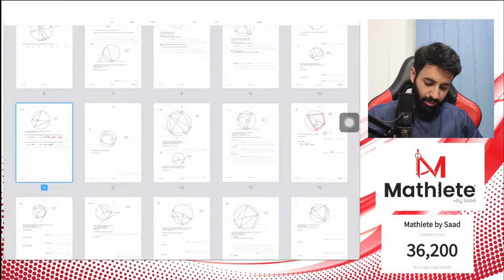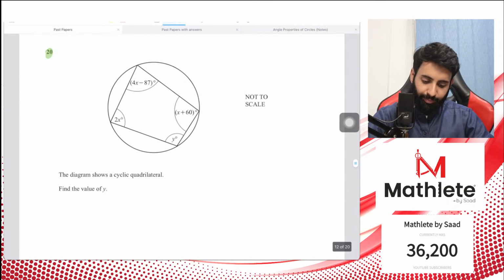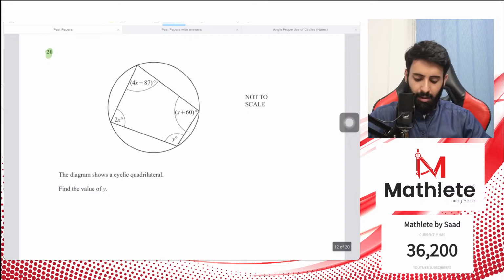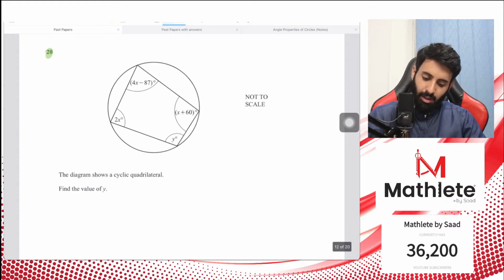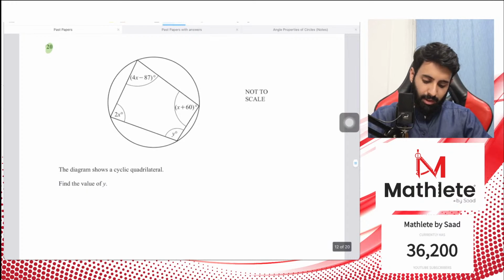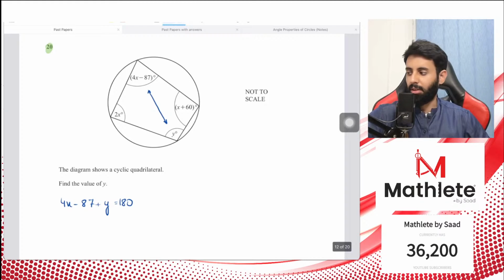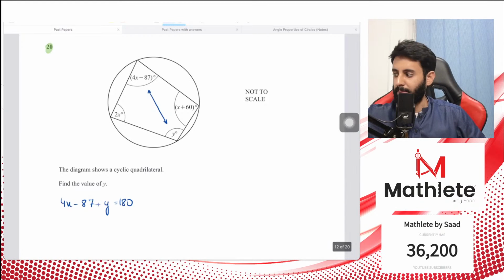Okay, let's do another question. So here's another question which I've highlighted green, which means it's pretty easy. Okay. And it's asking you for the value of y. Okay, now even though it's a circle question, it's angle properties of circles. Okay, but it basically has another concept inside of it. Okay, and what is that? Let's find out. So since it's a cyclic quadrilateral, we know very well that the opposite angles, 4x minus 87 plus y, equal 180 degrees. Okay, that's nothing new for us. So it's opposite angles that are supplementary.